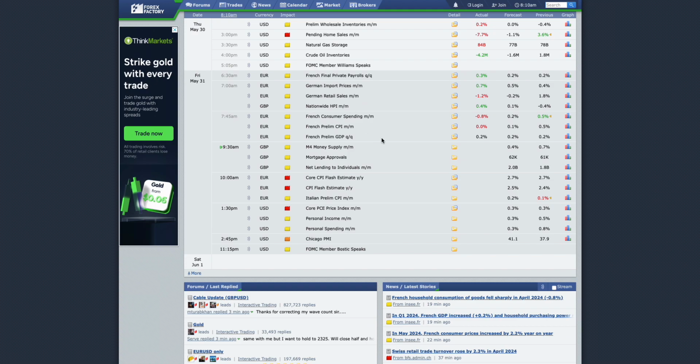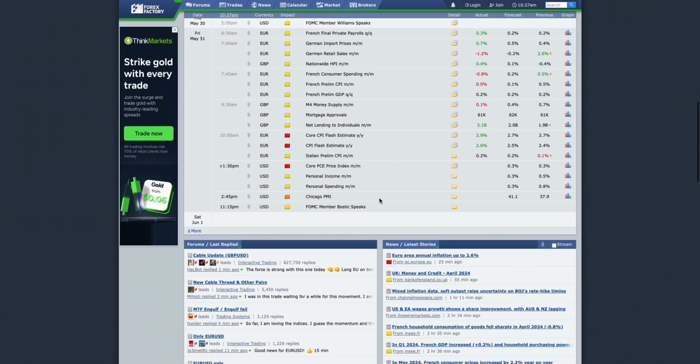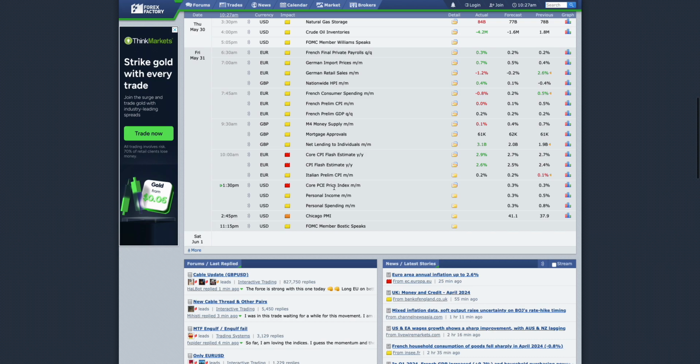But the one that I'm waiting for is actually core PCE from the US. We also had the core CPI news for the Euro, and it came higher than expected, hence the market has shifted.